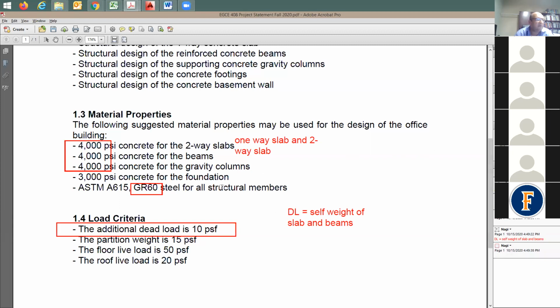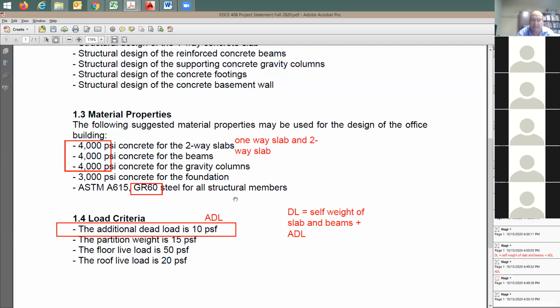So let me write it here. Additional dead load. So the final dead load, or dead load, is going to be equal to self weight of slabs and beams, plus additional dead load. Where do you get it from? Yes. The additional dead load is just for safety, correct? No, it's not for safety. This is going to be the weight of actual elements.